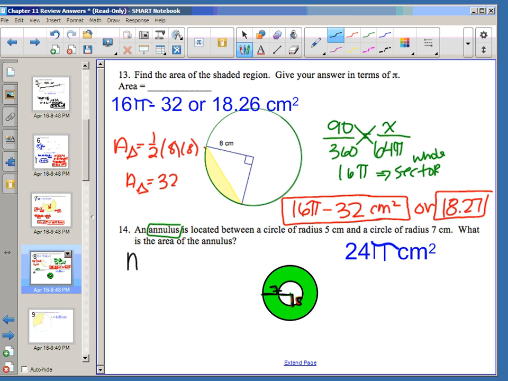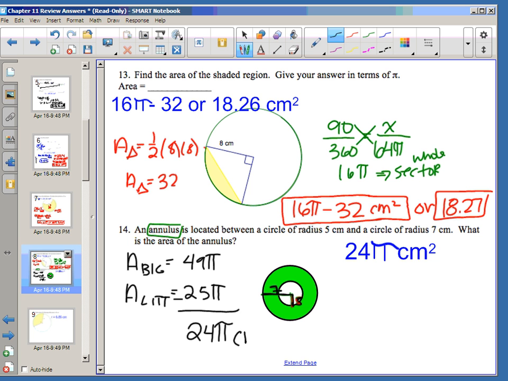So the area of the big circle is 49 pi. The area of the little one is 25 pi. I'm going to subtract them, and I'm left over with 24 pi centimeters squared. And the reason I subtract them is the big circle is this whole thing if it were shaded. But I'm cutting out that little circle out of it, so I have to subtract that little circle, just like I subtract the triangle from the one above it.